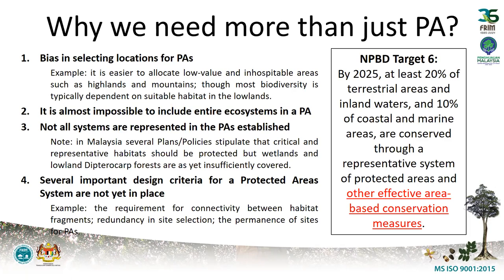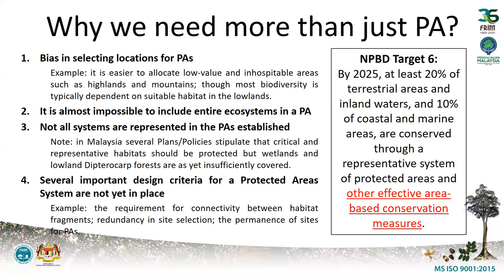And then it's almost impossible to include entire ecosystem. Bayangkan kalau kita daripada Kinta Valley nak sampai ke Ipoh, and then kita nak sambung terus sampai ke Taiping. The whole entire ecosystem tu kita nak jadikan sebagai PA, memang impossible lah. Then not all systems are represented in the PA established. So kadang-kadang dalam satu PA tu dia tak ada mountain area, dia tak ada lowland, mungkin dia tak ada peat swamp, dia tak ada mangrove, mungkin sekadar lowland sehingga ke highland. And then several important design criteria for protected areas are not yet in place. So ada lagi kriteria-kriteria lain yang boleh ditambah baik.